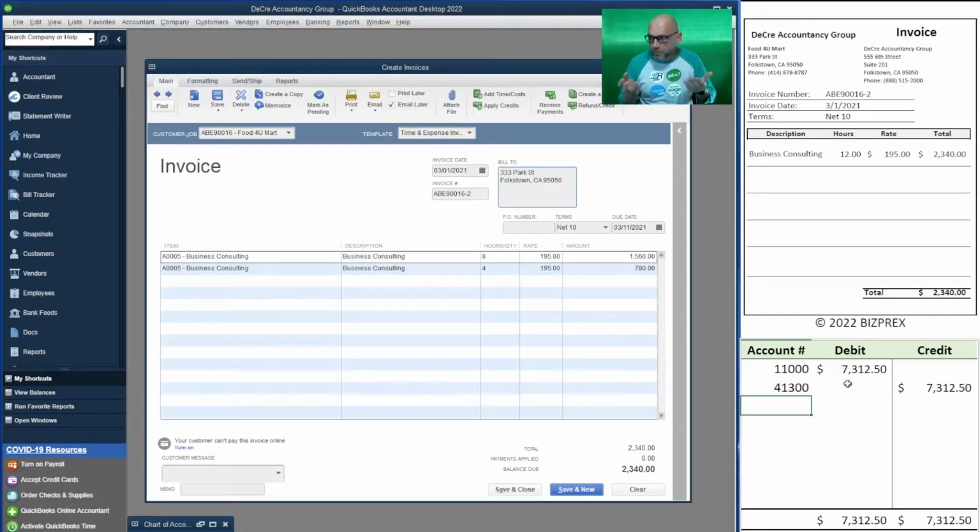They're all credits to 41,000. But in this case, it's 41,300 consulting, right? Consulting income. So here it is. Debits and credits are in balance. This amount right here, it is a debit to 11,000. This amount is a credit to 41,300. This amount is a credit to 41,300. In sum, they're 2,340, which are credit to 41,300, or alternatively rolls up as a credit to 41,000, which is our overall revenue account. All right, we're good to go.